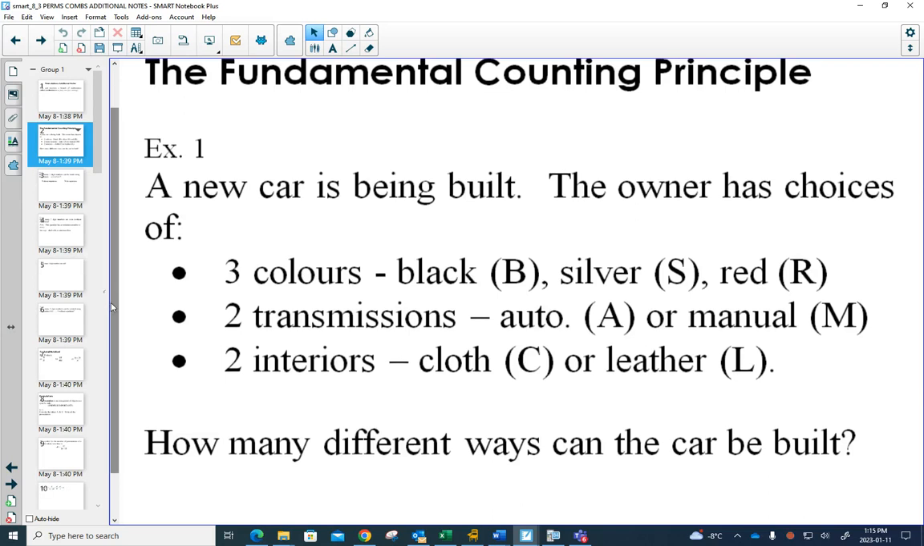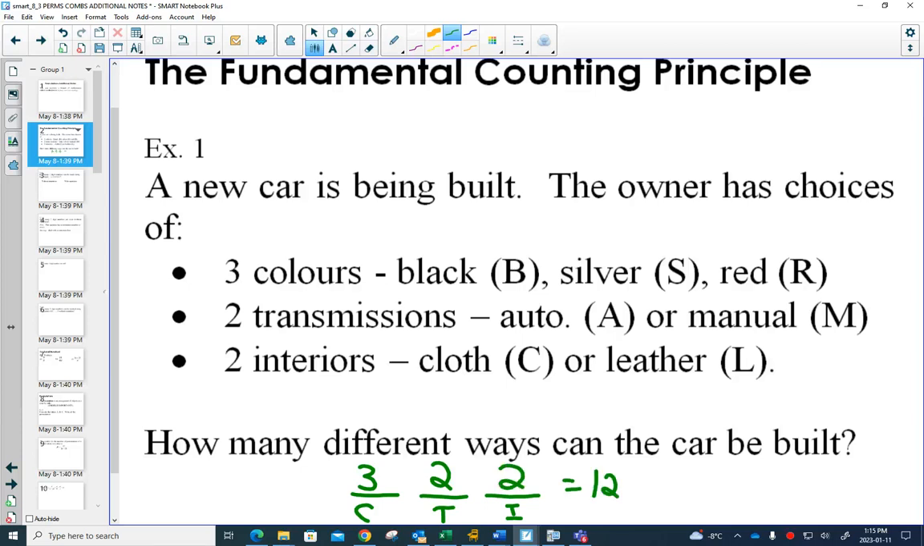So in this one, a new car is being built. You have 3 decisions that need to be made. You need to decide on the color, the transmission, and the interior. Then for color, how many choices do you have? 3. For transmission, how many choices do you have? 2. And for interiors, 2, which makes 12 different vehicles. Now, when you think about actual cars, all the choices that they allow in a car, it can make so many different variations of the same vehicle.